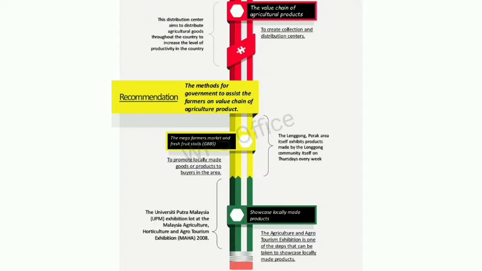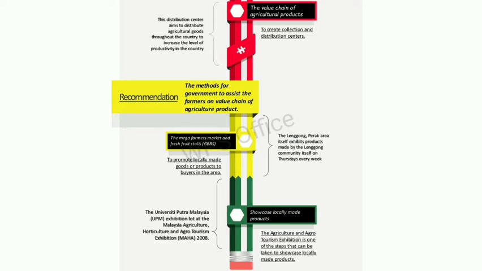The recommendation strategy has three points. First, the value chain of agriculture products: create a collection and distribution center. This distribution center aims to distribute agriculture goods throughout the country to increase the level of productivity in the country.